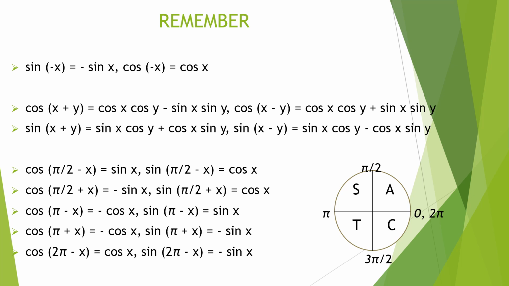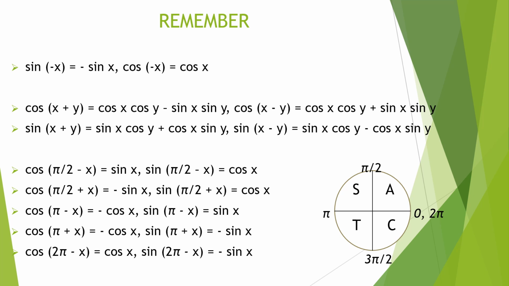So if you are taking cos of pi by 2 plus x, it will be minus sin x. But if you take sine of pi by 2 plus x, it will be cos x, because sine is positive in the second quadrant. Similarly cos of pi minus x. Again pi minus x is in the second quadrant.